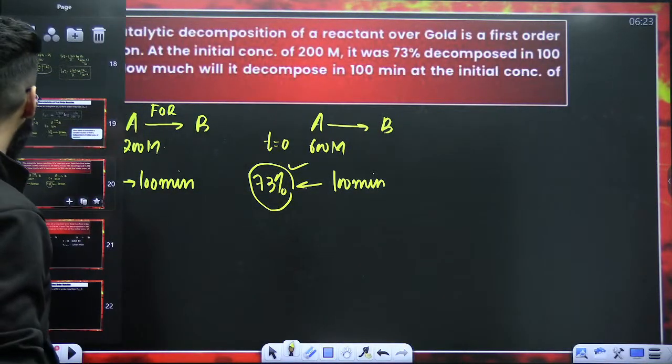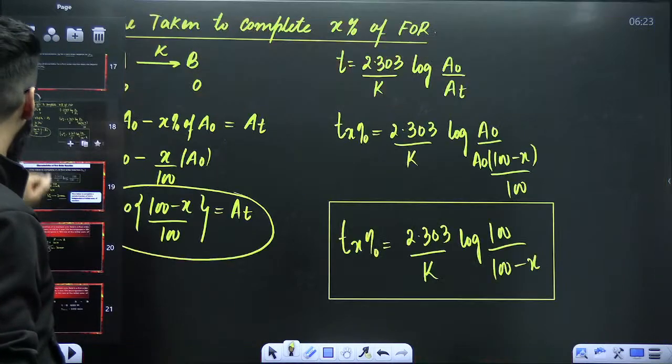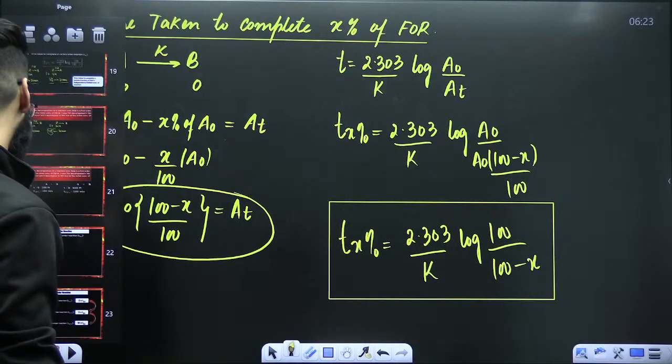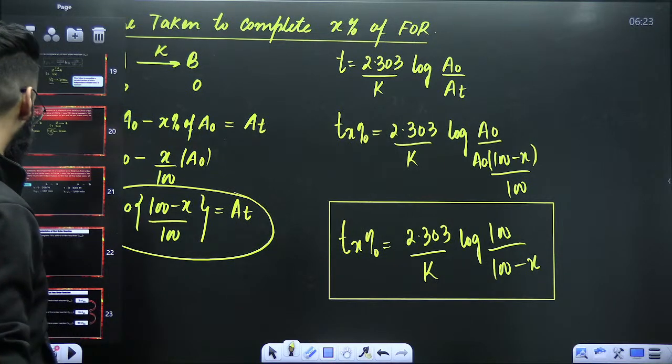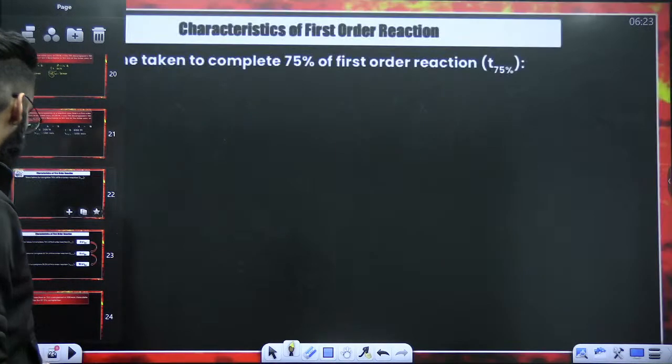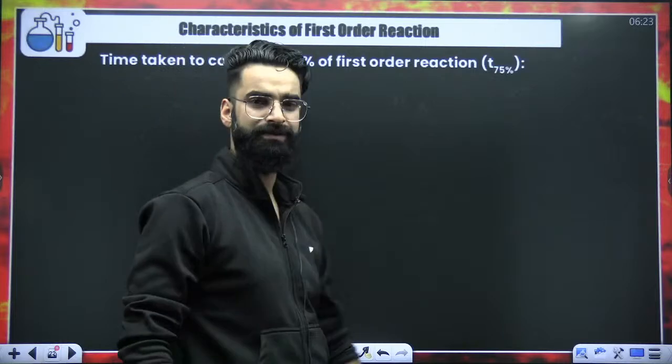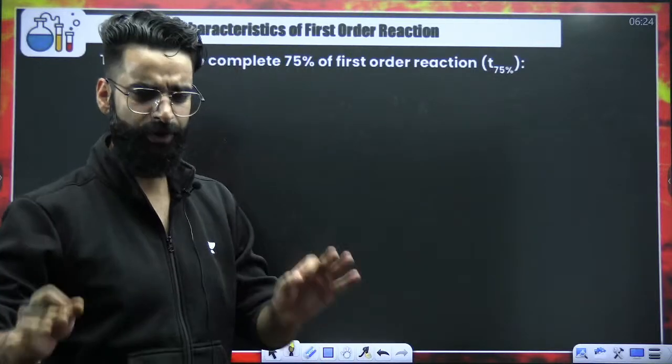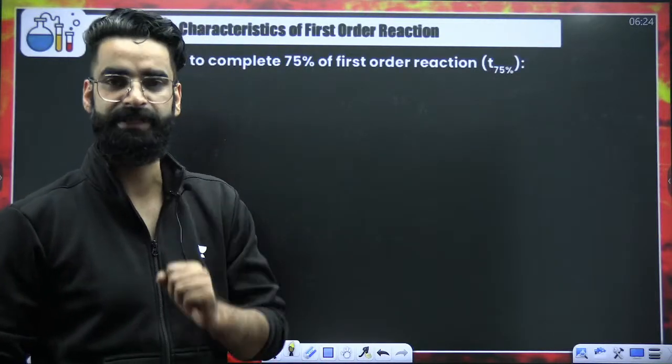So my dear students, this was our 5th parameter for the first order reactions, right? Now we have a few more expressions which I want you guys to remember directly. I'm not going to derive the expressions. I want you to remember the expressions and try to use them in the questions.